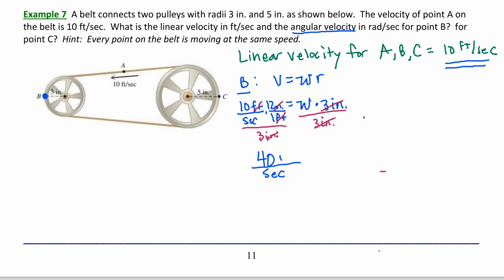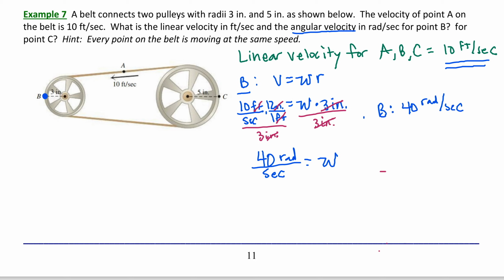Now would be an appropriate time to recognize that though radians are unitless, we can go ahead and think of it in radians per second. So the angular velocity for point B is 40 radians per second.